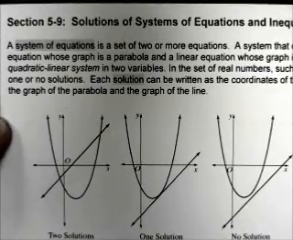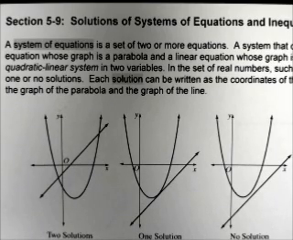A system of equations is a set of two or more equations. A system that consists of a quadratic equation whose graph is a parabola and a linear equation whose graph is a straight line is called a quadratic linear system in two variables. In the set of real numbers, such a system may have two, one, or no solutions. Each solution can be written as the coordinates of the points of intersection of the graph of the parabola and the graph of the line.